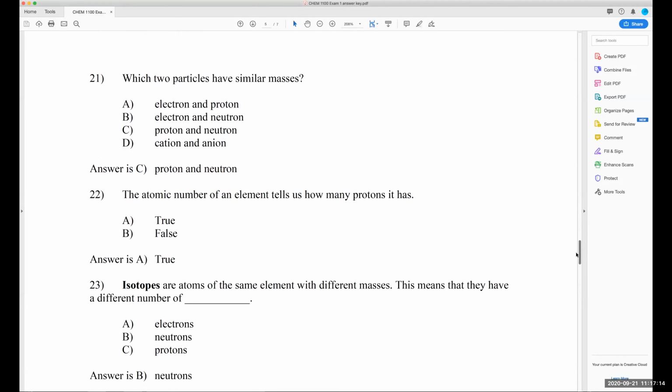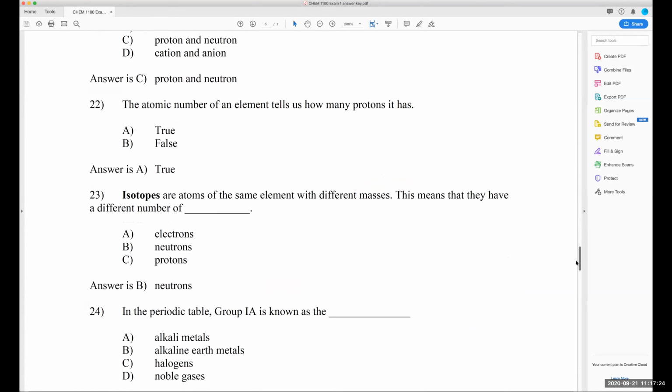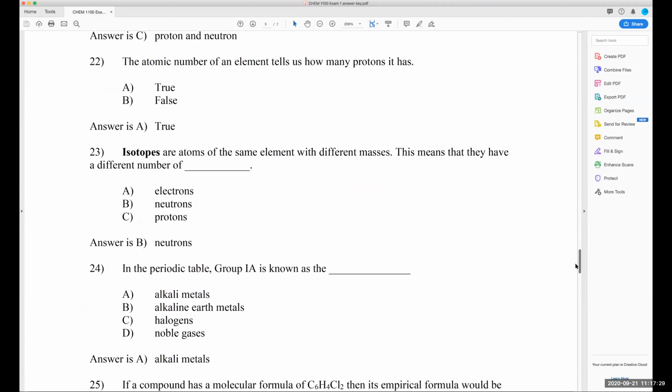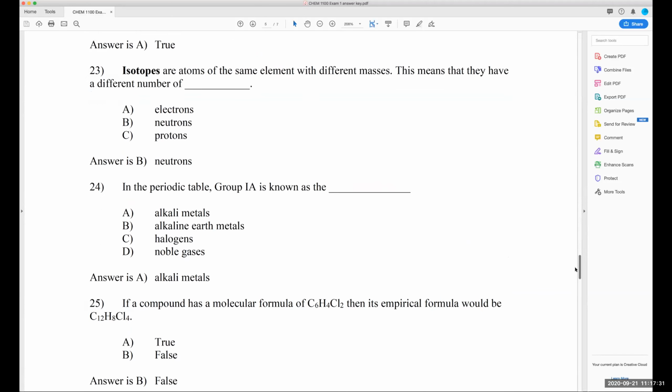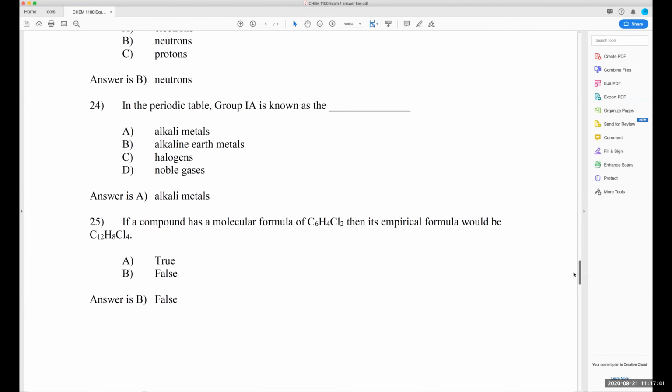Which two particles have similar masses? That's the proton and neutron. Remember, we said the electron contributes very little to the mass of the atom. Atomic number tells us how many protons it has. That's true. Isotopes have different masses, which means they have different numbers of neutrons. The protons stay the same because that tells us what element it is. Group 1A are the alkali metals.